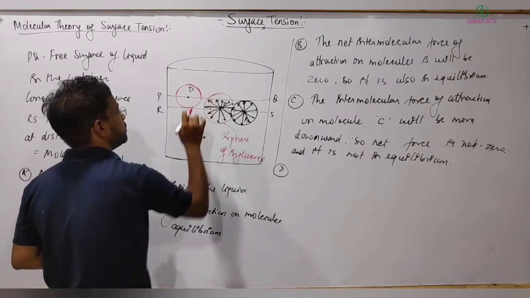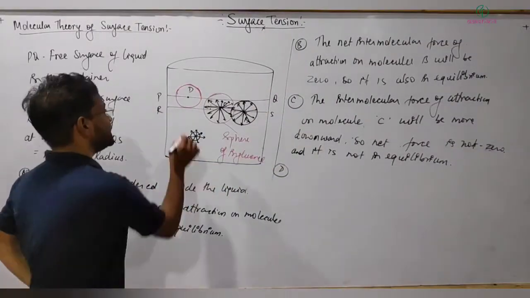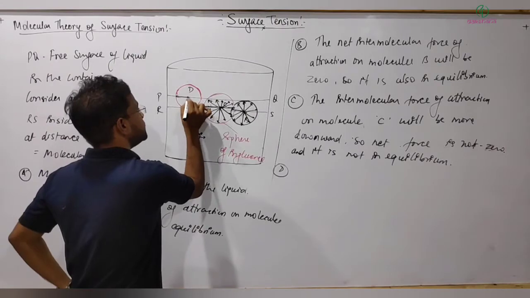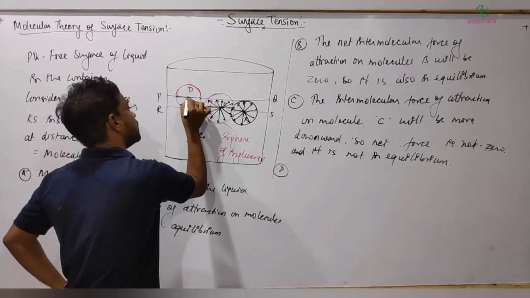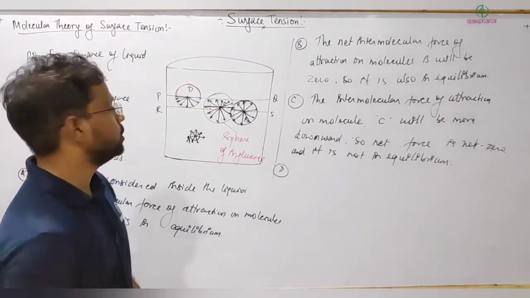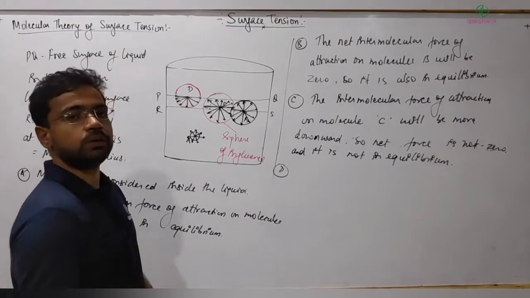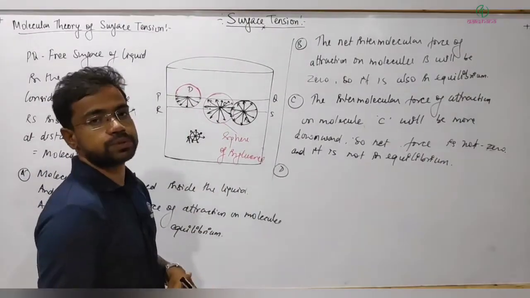This will be the sphere of influence for particle D. And for D, you can see easily there is a huge imbalance. Only downward force, no upward force. So if you just look at molecule D, then what will be the net force? There will be a lot of downward force, is it?